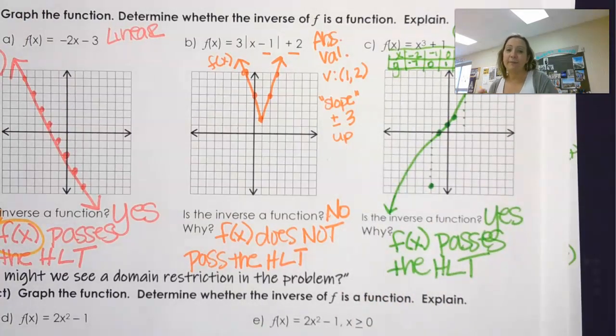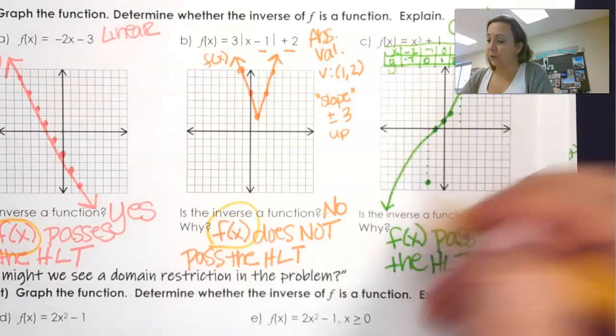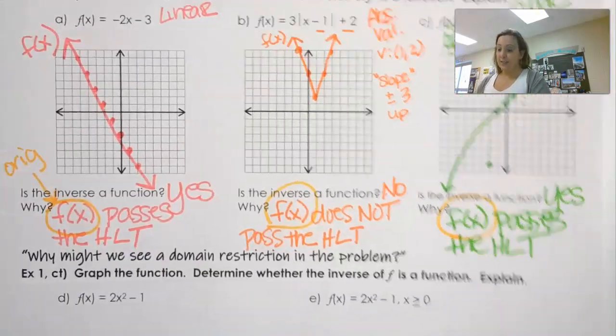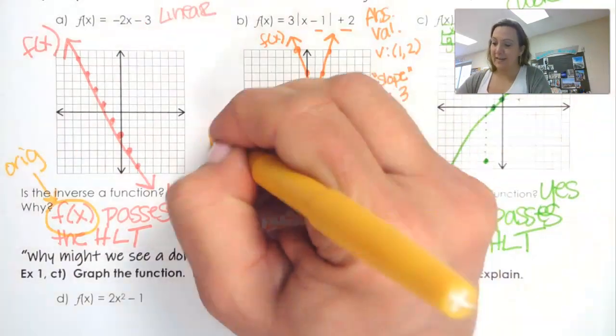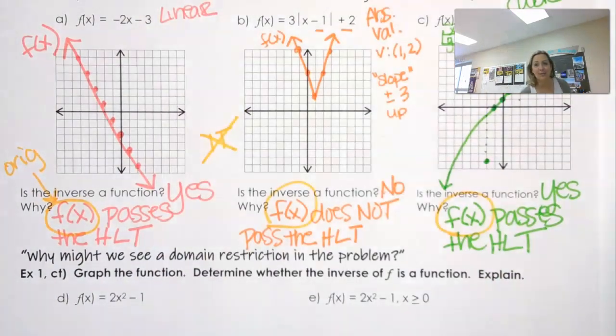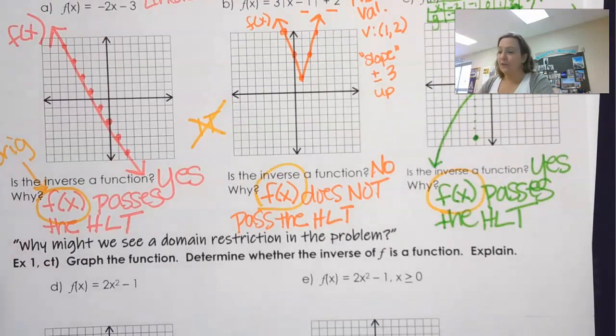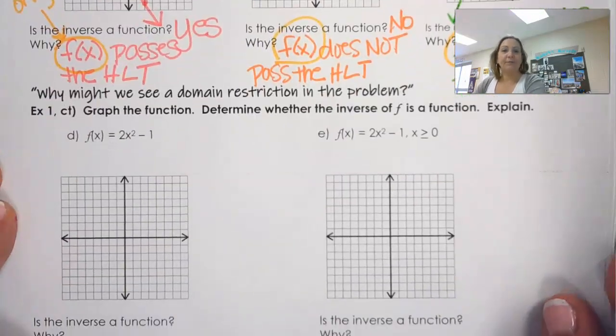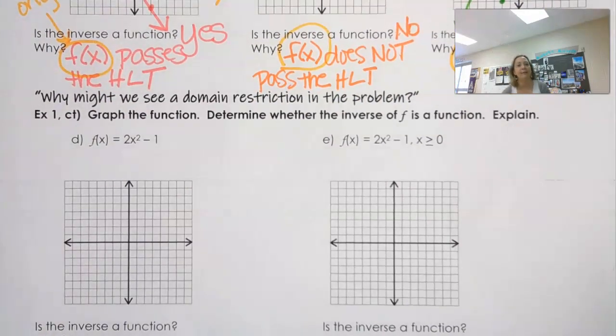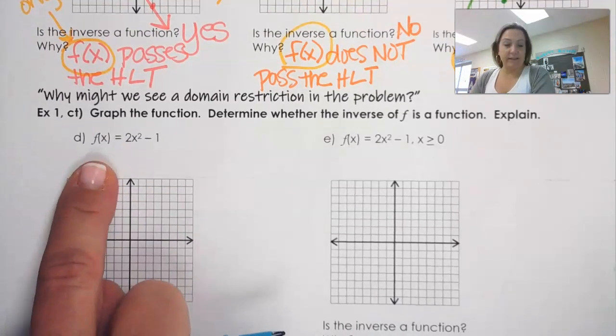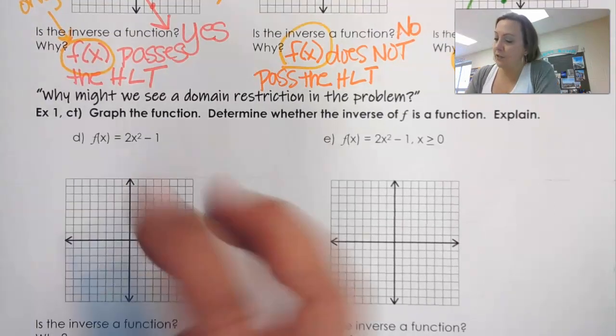Okay. In my explanations, I'm always talking about the original function. I do not use the word it, okay? There are too many things we're talking about for us to use the word it and for it to make sense, okay? So this is also a nice review of how to graph these different pieces too. It's really cool. All right, so why might we see a domain restriction in the problem? So let's graph the function and let's decide if the inverse of f is a function. And in letter D, we have this f of x equals 2x squared minus 1. So this is a quadratic.